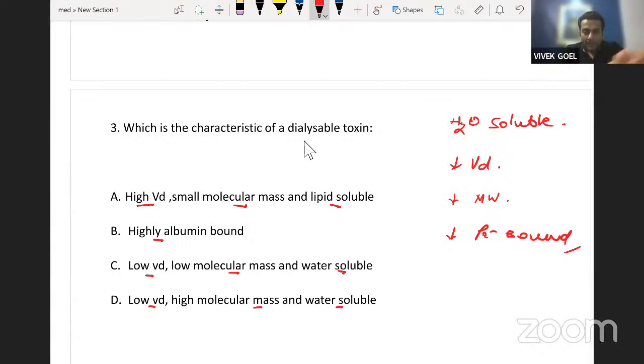Now, seeing the best among the four options, I think low volume of distribution, low molecular mass and water soluble is the best answer amongst the four options. Again, you might be thinking that, sir, the options were a bit here and there, so it could be a different permutation and combination of these. I have been given these questions by you itself. I fortunately didn't go to take the exam. So do not get perturbed. This is what the concept is and this is what the answer will be. I hope I'm clear to all of you.